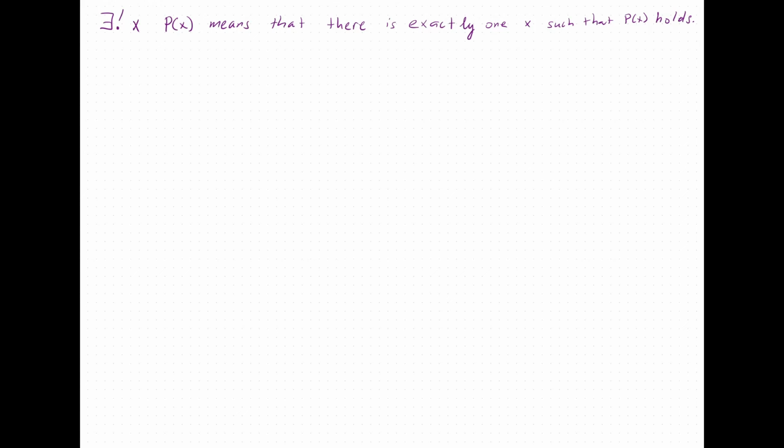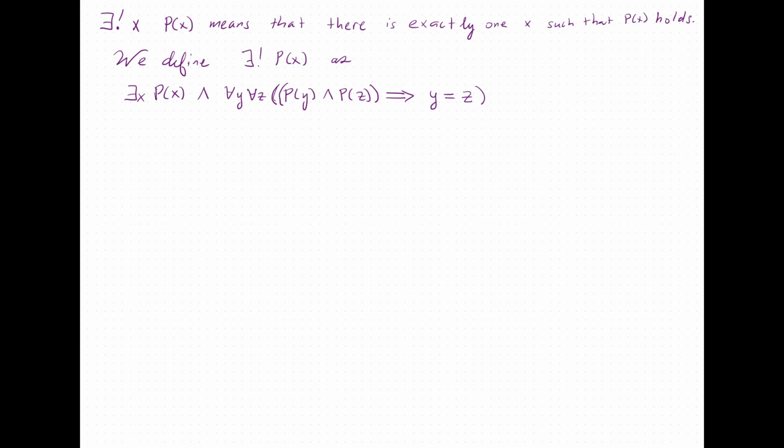So our next topic is the notion of an existence and uniqueness proof. And so we use the symbol there exists and then an exclamation mark x, P of x. And this is going to mean that there is exactly one x such that P of x holds. So how can we write this in a logical form? So we can go ahead and write this as there exists x such that P of x, and so that tells us the existence. And now the uniqueness.